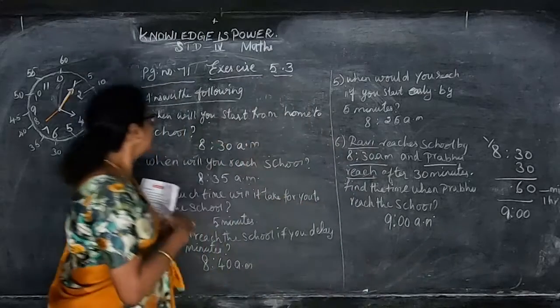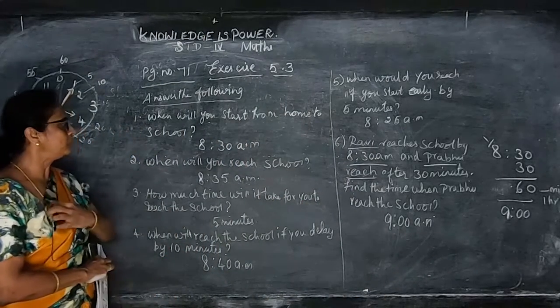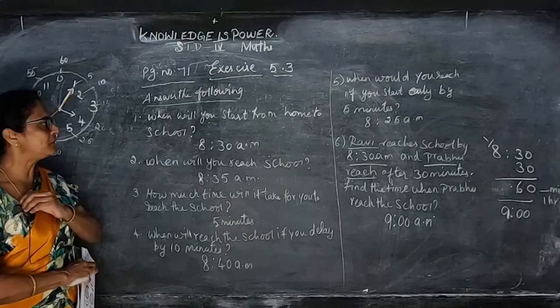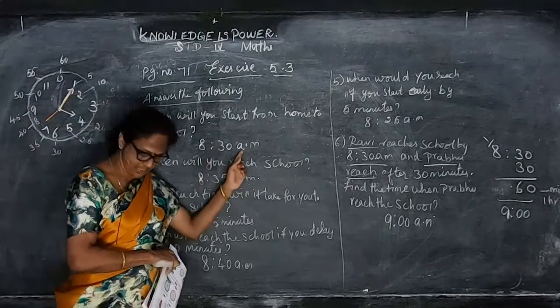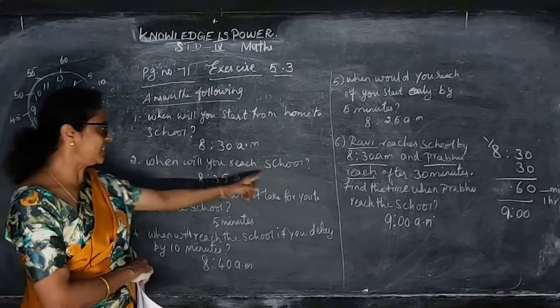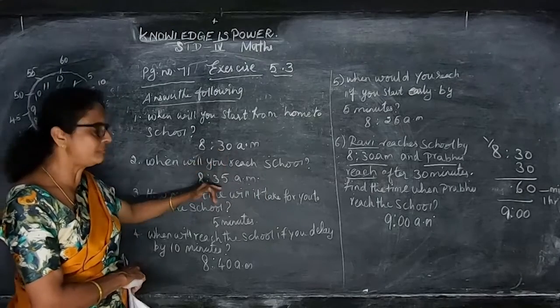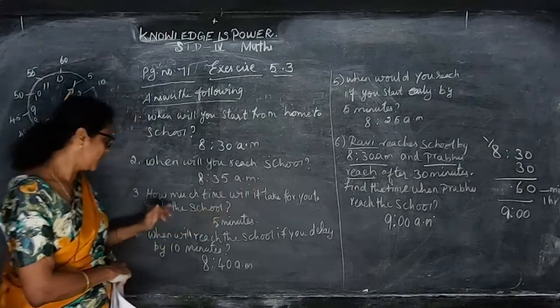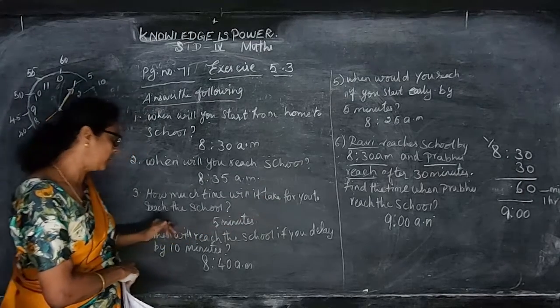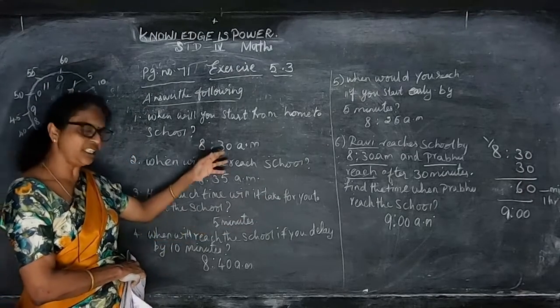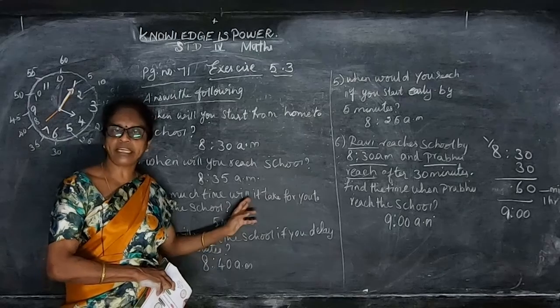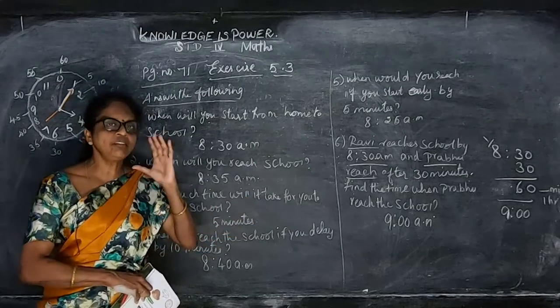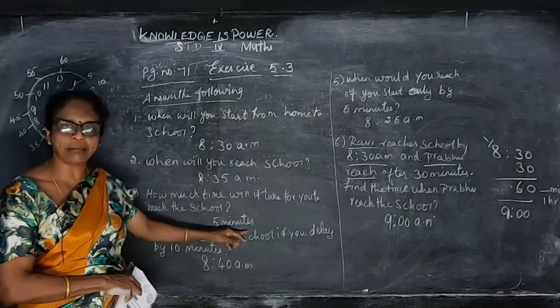Okay, listen children, when will you start from home to school? At what time you are coming from home to school? 8:30 a.m. When will you reach the school? 8:30 start பண்ணீங்கன்னா ஒரு 5 minutes you can take, a walkable distance, means 8:35 a.m. How much time will it take for you to reach the school? So 8:30 if you start and if you reach the school by 8:35, so it will take only 5 minutes. So you can put 5 minutes.